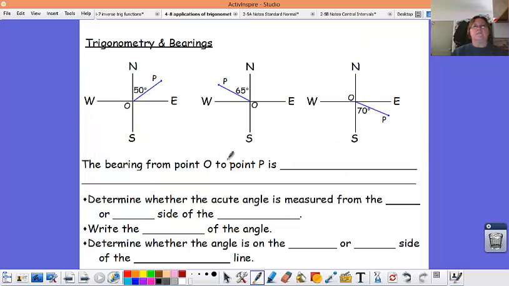By definition, the bearing from point O to point P is the acute angle that the ray OP makes with the north-south axis. Okay, let's read that. The bearing from point O to P is the acute angle that OP, the ray, makes with the north-south axis. So it's talking about this angle.